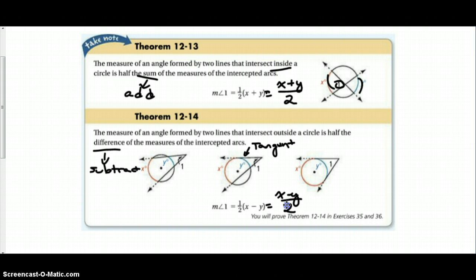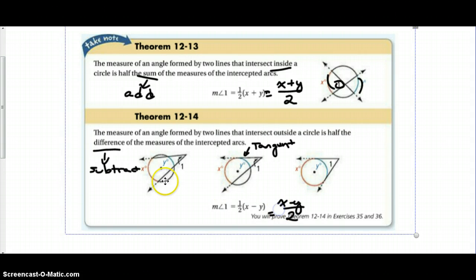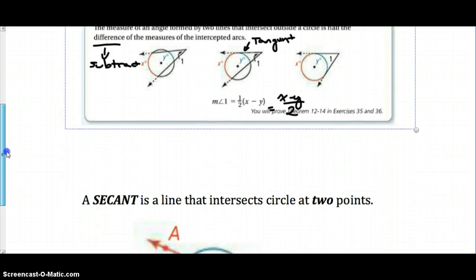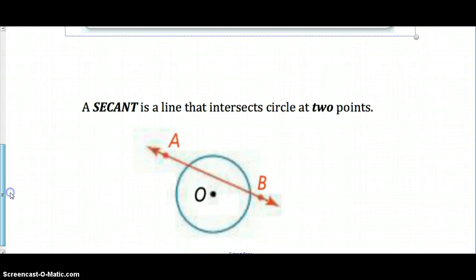Before we move on, let's talk about this first case, where you have two lines intersecting the circle at 2 points. That actually has a very specific name. Any line that intersects the circle at 2 points is called a secant. So a secant is a line that intersects the circle at two specific points. If I look at my circle O, then I know that line AB is a secant because it intersects the circle right here, and it also intersects it right here. But let's actually do some problems with it.